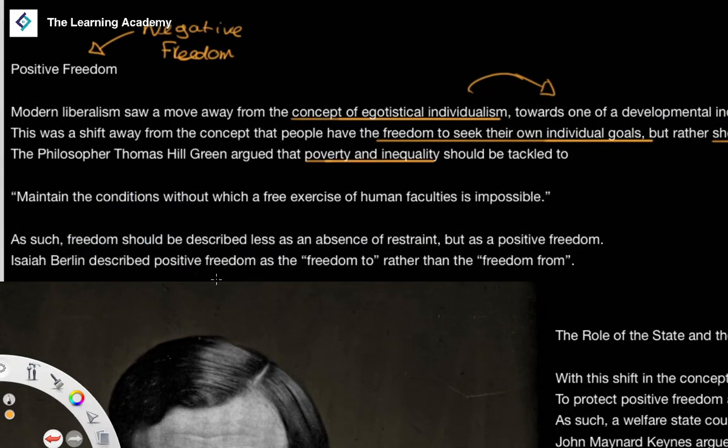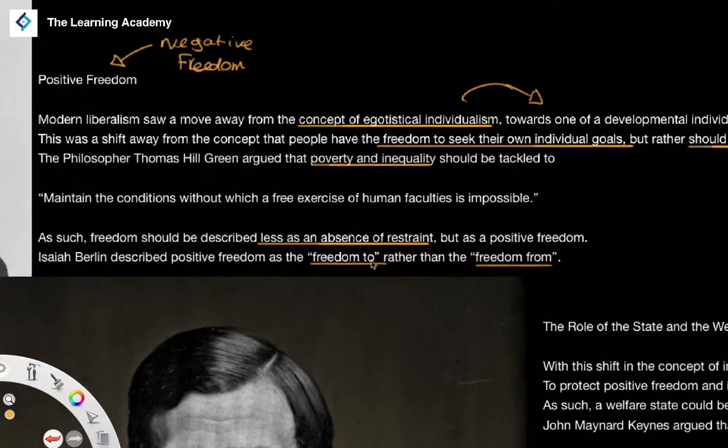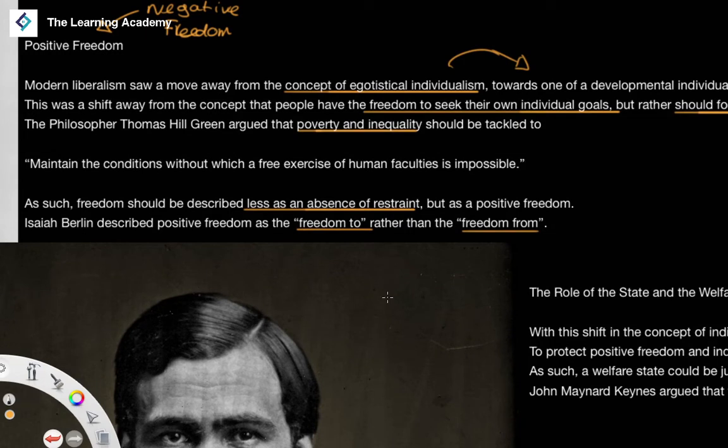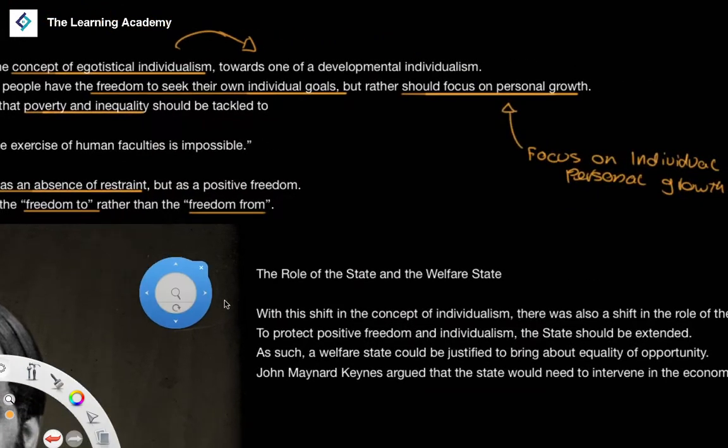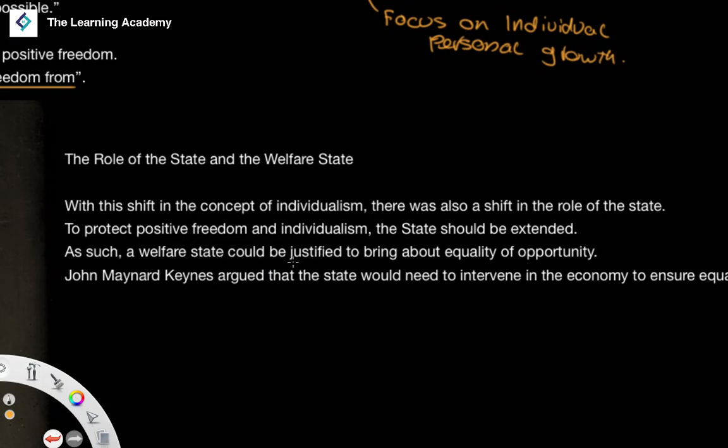So freedom should be described less as an absence of restraint, but more as a positive thing. Okay, a freedom to rather than a freedom from, as Isaiah Berlin remarked. So it wasn't just enough anymore to have only negative freedom, where all we have is a freedom from different things, totalitarianism, etc., and all these restrictive elements on people's lives. But no, it has to be also a freedom to do something, as well as a freedom from things being done towards others. And this brings into question the idea of the welfare state in a modern liberal idea.